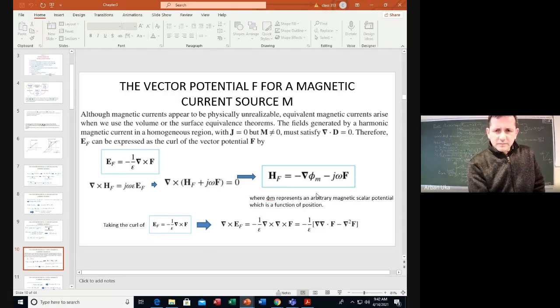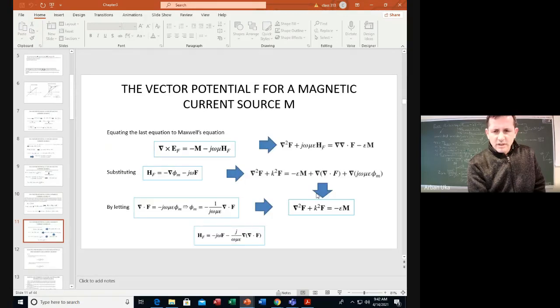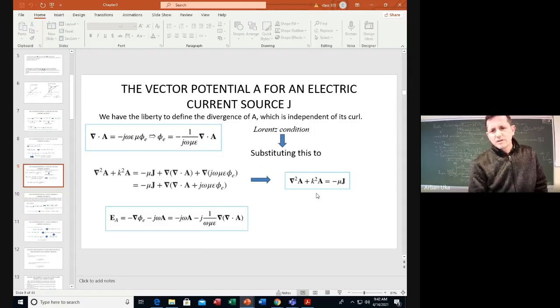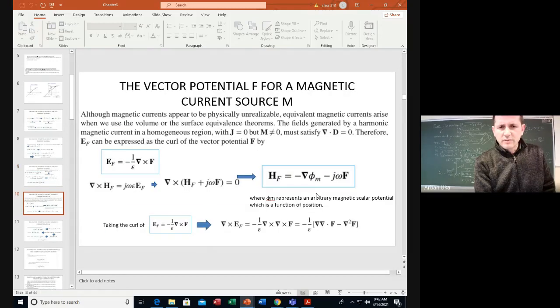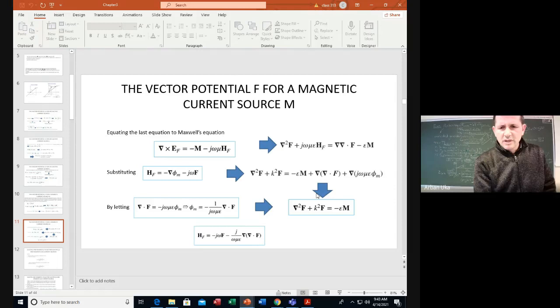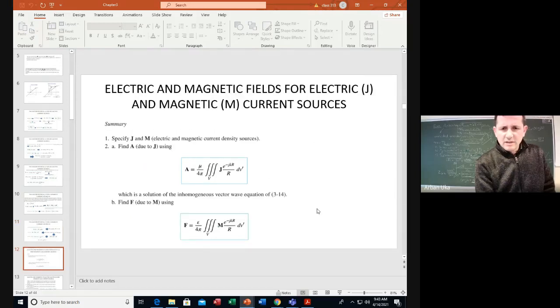But here, if we follow, the major approach is that, similar to this wave equation of the vector potential A, which is described as a function of minus mu, the permeability, times the J, a similar vector potential we can obtain also from the magnetic current sources. And the final result is going to be this differential equation here at the bottom of this slide.